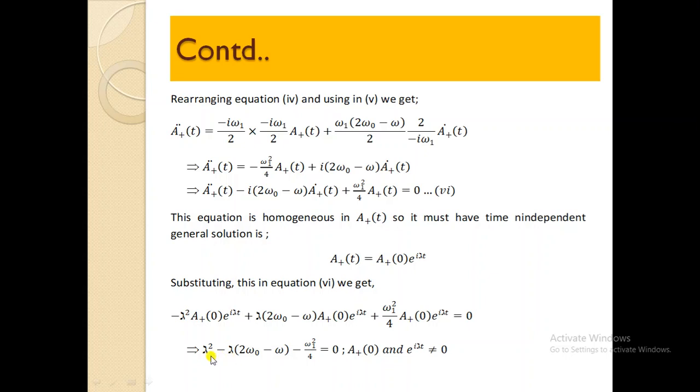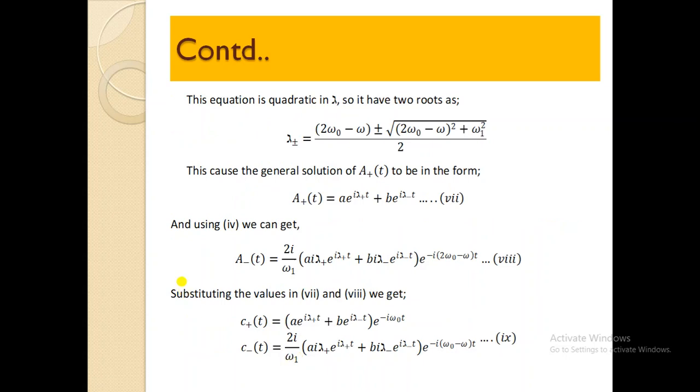Now it seems quadratic in lambda. This equation is quadratic in lambda, so we can find its general solution, which will have two roots, as we already know. How can we find the roots of a quadratic equation a x square plus b x plus c equal to 0? We will find x equal to minus b plus minus root under b square minus 4ac, whole upon 2a. So we have used the same formula over here to find the roots, and for those two roots we have used lambda plus and lambda minus.